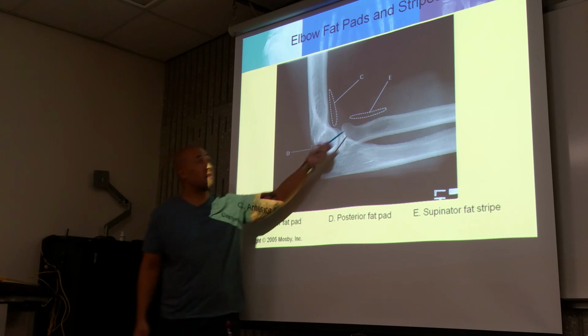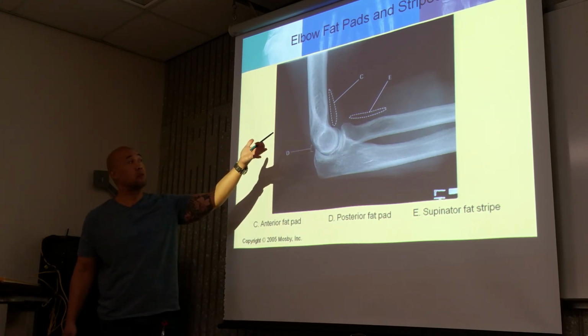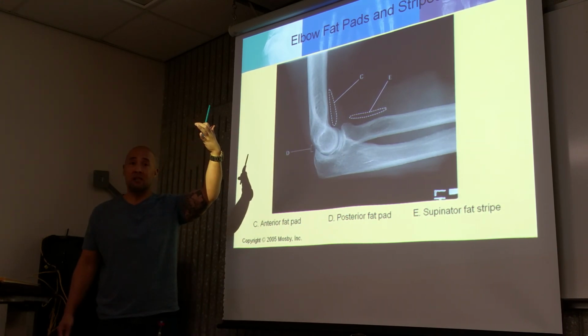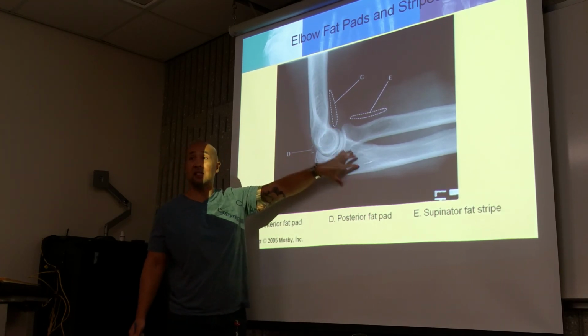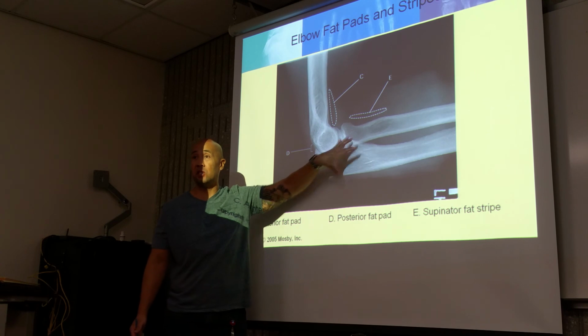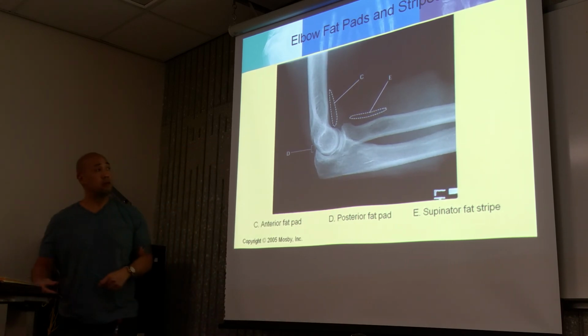Okay. So for us to see soft tissue, we need to lighten up our technical factors a little bit. When we lighten up our technical factors, we'll see soft tissue, but now the bone is going to get washed out because it's lighter. We won't see bone, but we'll see soft tissue a lot better.